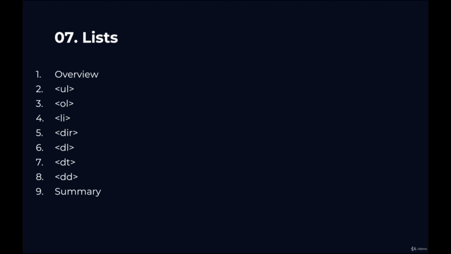Congratulations on finishing section 7 and lists. In this video, we're going to go over a summary of what we learned throughout the section. So in the first couple of videos, we covered the unordered list, which is the UL tag, the ordered list, which is the OL tag, and the LI tag, which is the list tag. Then we talked about the directory tag, the directory list, and then DT and DD.